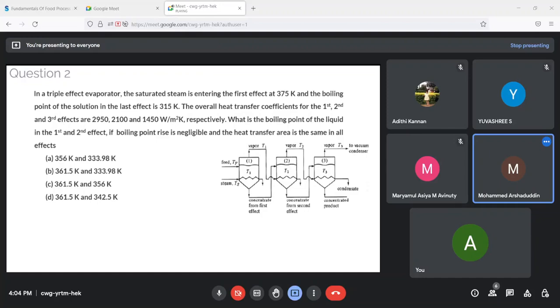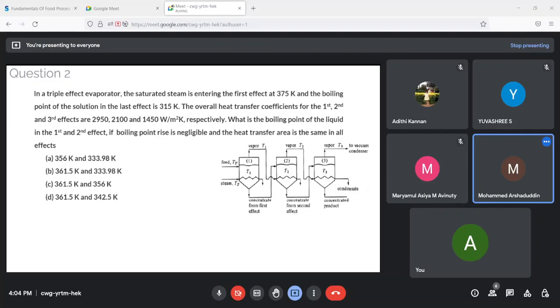But say if I don't maintain the subsequent effects at a lower pressure, then my liquid will actually flow from a lower pressure to a higher pressure. For that I need to add pumps, which will just increase the cost of my production. So to decrease the cost of production and to help the liquid flow automatically from one effect to the other, pressure 1 is greater than pressure 2, and pressure 2 is greater than pressure 3. And generally a liquid's boiling point is directly proportional to the pressure. So your boiling point in the first effect will be higher, in the second effect will be lower than 1, and in the third effect will be lower than 2. Is this clear?